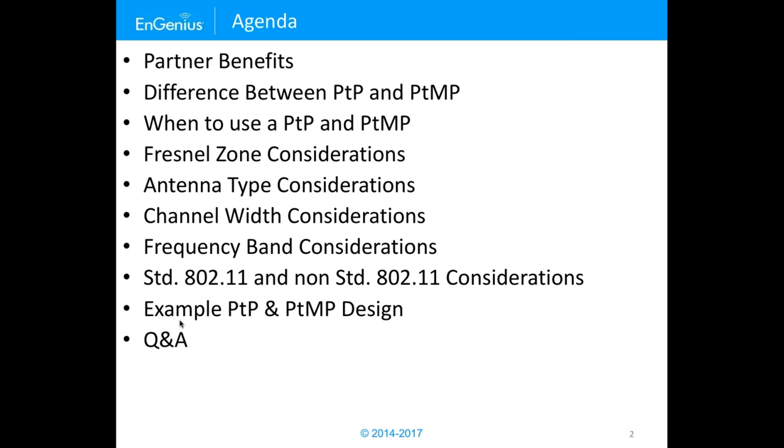All right, so let's go over the agenda today. We're going to go over some partner benefits, the difference between point-to-point and point-to-multipoint, when to use point-to-point and point-to-multipoint, also some considerations to take in your outdoor deployment, backhaul deployment, which is Fresnel zone, antenna type, channel width, and frequency band, as well as the standard or non-standard 802.11 considerations. And then we're going to go over some examples, or one example of each, and then we're going to take your questions.